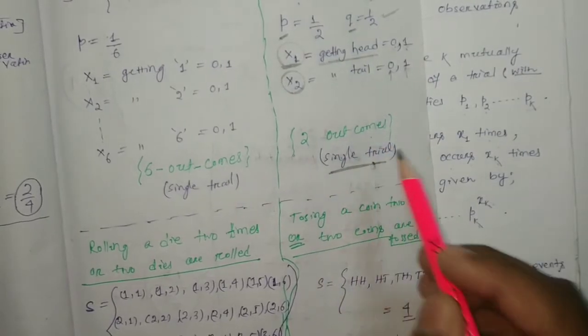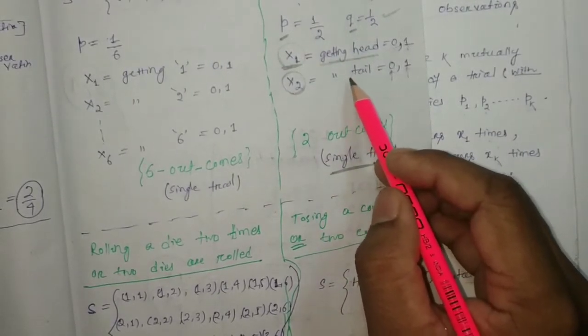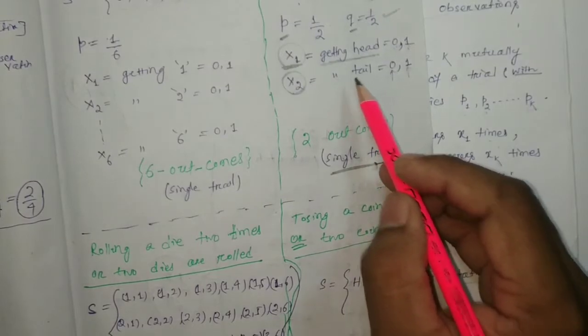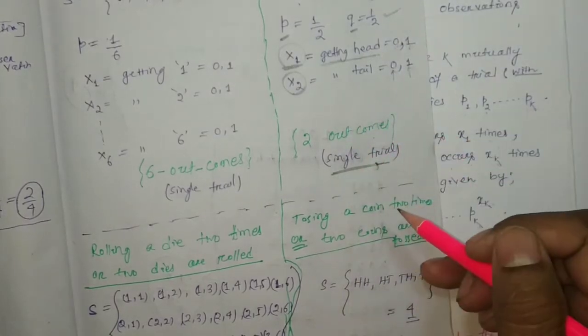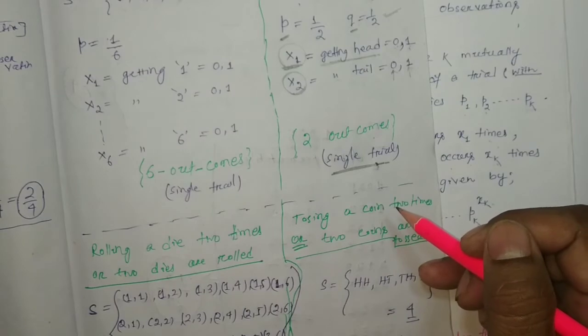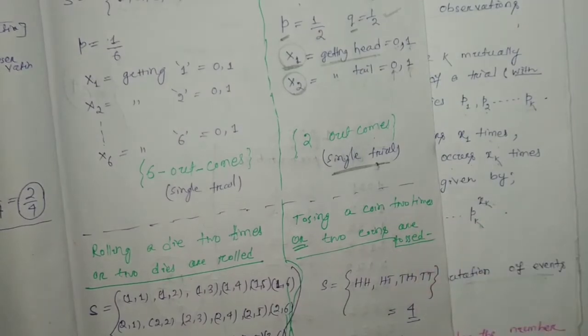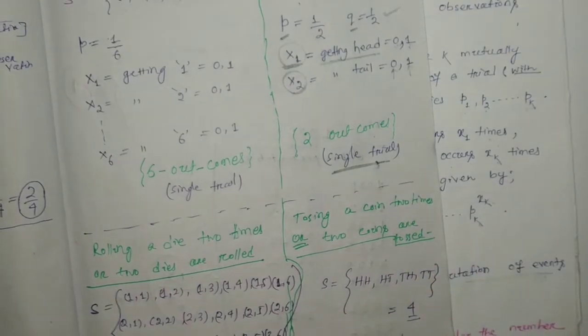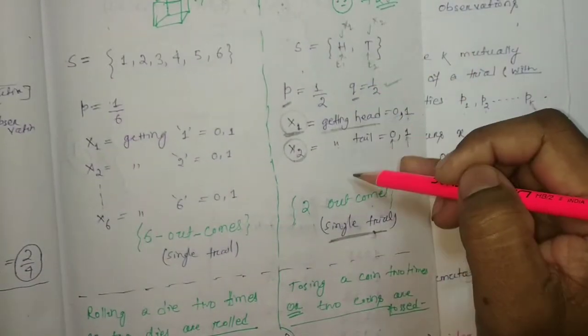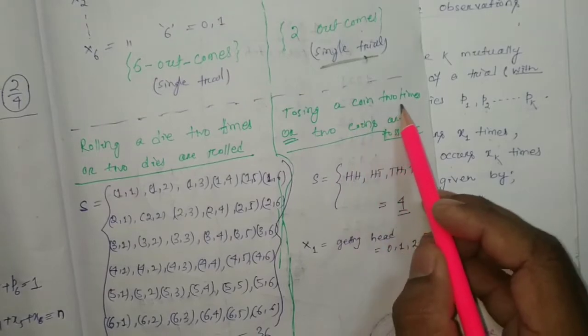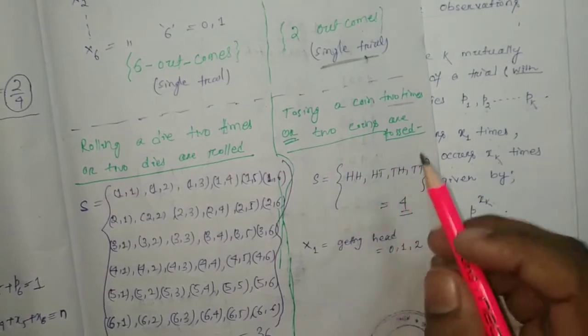This type of problem will be handled with the help of the binomial distribution. So here it is a single trial. If we consider tossing the coin two times, then what will be the scenario that we are going to discuss?